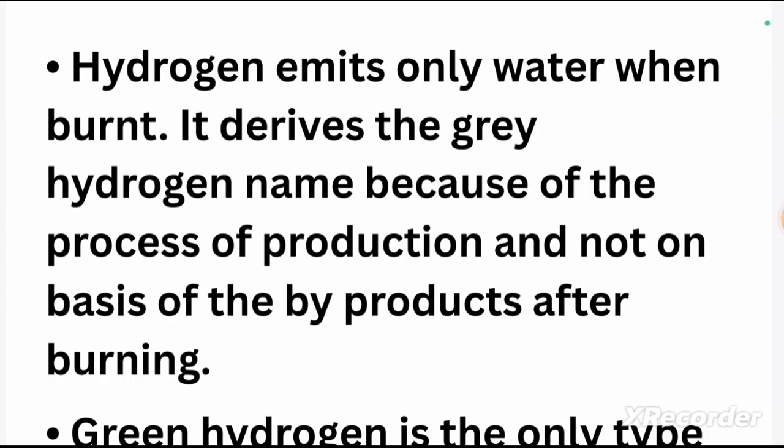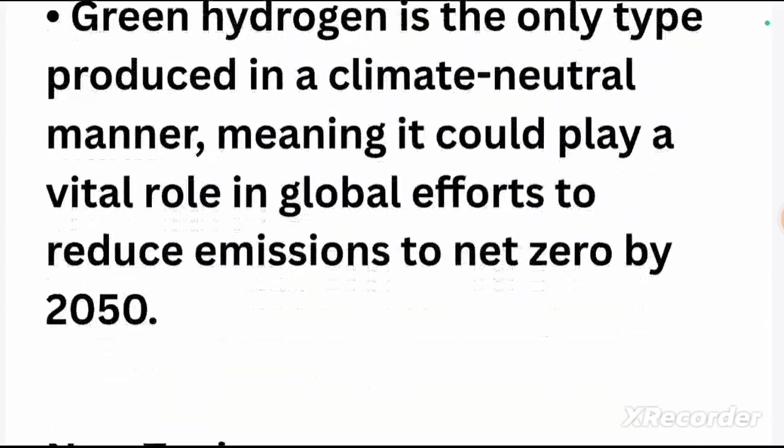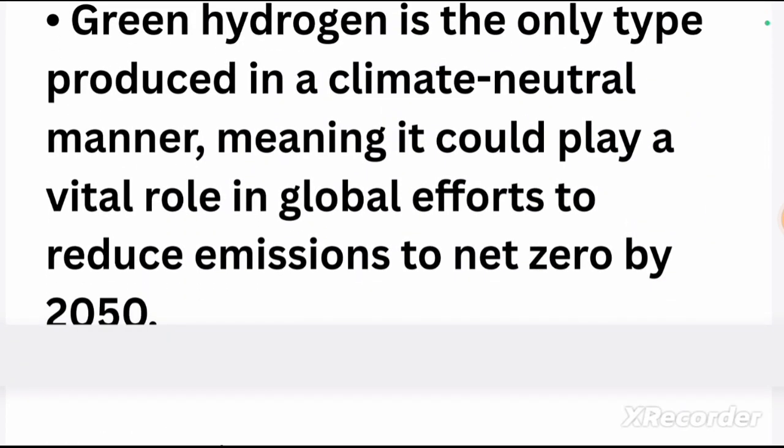Hydrogen emits only water when burned. It derives the name gray hydrogen because of the process of production and not on the basis of the byproduct after burning. Green hydrogen is the only type produced in a climate neutral manner, meaning it could play a vital role in the global effort to reduce emissions to net zero by 2050.